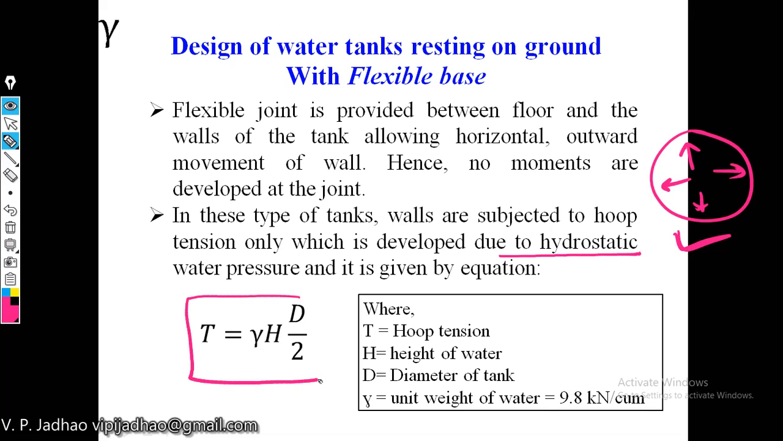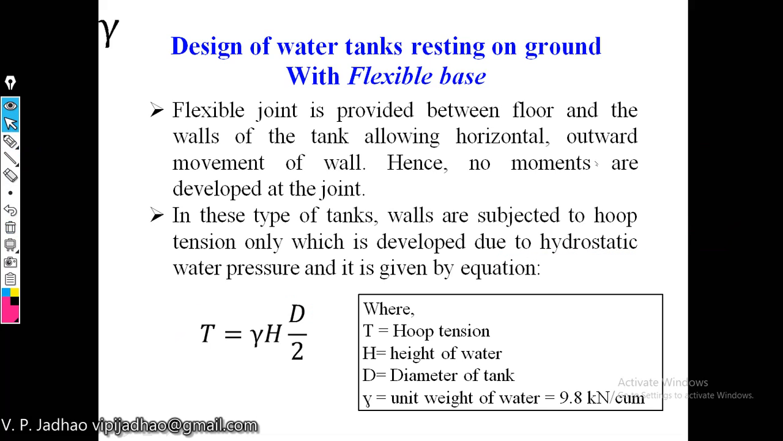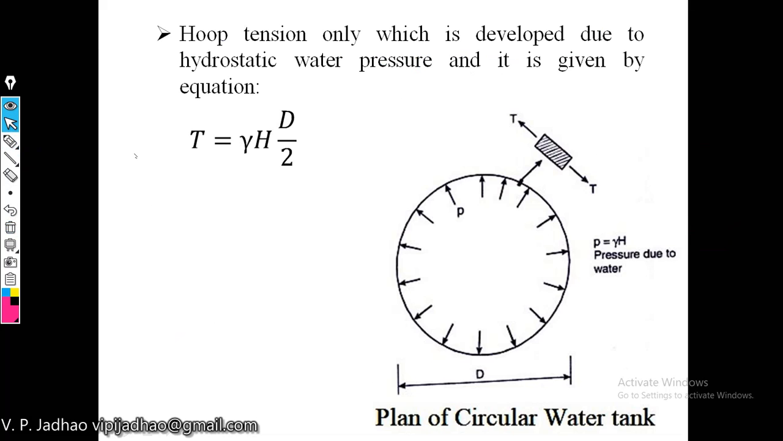Hoop tension T is equal to gamma h multiplied by d by 2. So this is the equation which is used for calculation of hoop tension which is developing in the walls of your water tank. Okay, the same thing is shown here.